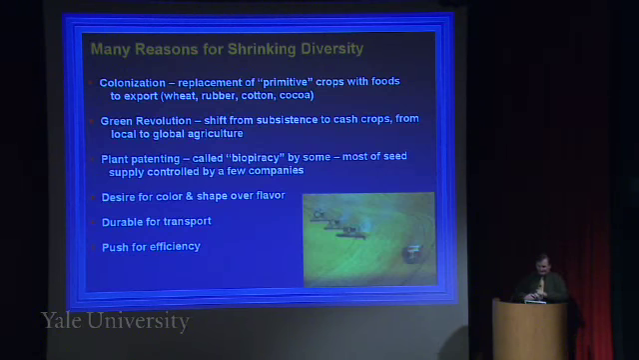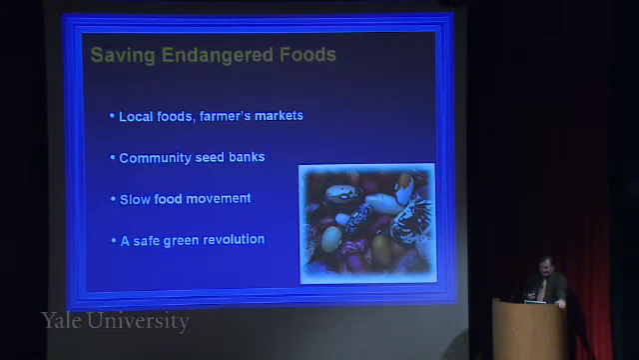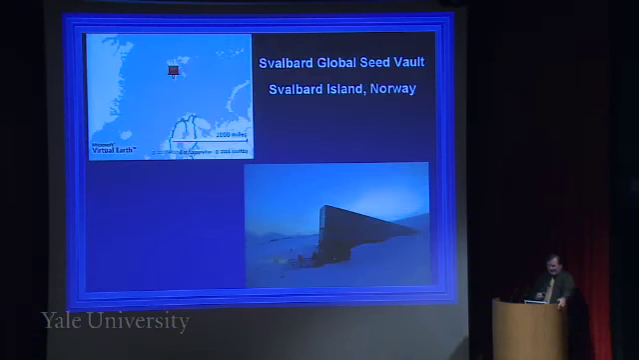So there are many reasons for shrinking diversity. And you see some of them listed here, but some of it has to do with the physical properties of the food. The Green Revolution has played a part in this, genetic modification has played a part, etc. There is a move afoot to try to reverse this problem. And some of the things that have been done here are ways that some activist groups have tried to counter the shrinking biodiversity.